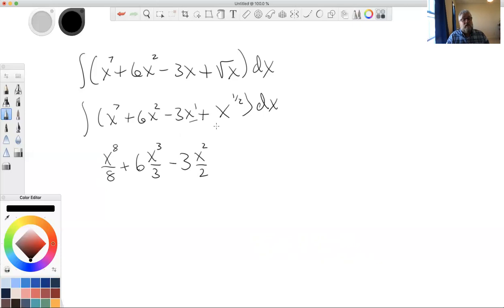Now this guy, what happens here? So what's 1/2 plus 1? So that would be 1/2 plus 2 over 2, so that'd be 3 over 2. I hate these halves. So this would be x to the 3/2 over 3/2. Now you're going to encounter this a lot. Oops, plus c. So let's talk about fractions in the denominator.